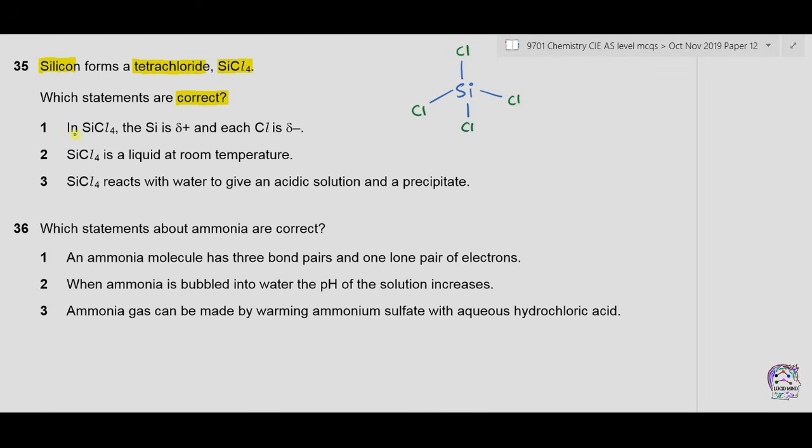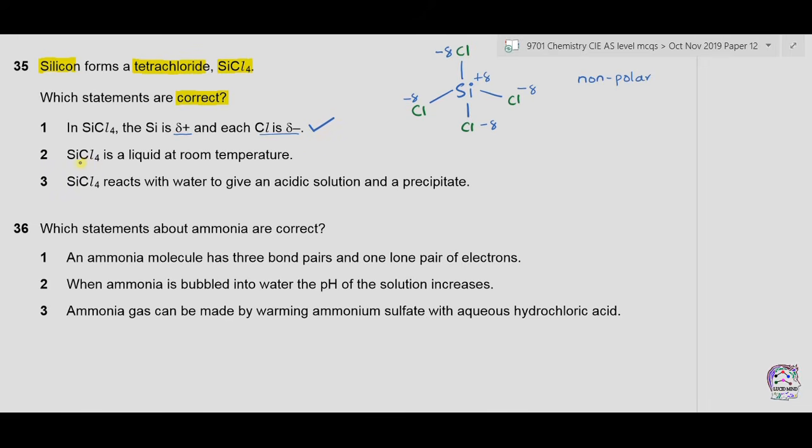Let's move towards the options. Option 1 says in SiCl4 the silicon is partial positive and each chlorine is partial negative. As we can see, chlorine is more electronegative compared to silicon, so chlorine would have partial negative charge and silicon would have partial positive charge. But there is a symmetric distribution of electrons around the central atom, so overall there will be no dipole present, and this molecule will be non-polar. As partial positive and partial negative charges are present, option 1 is correct.